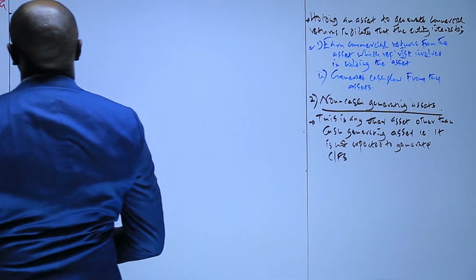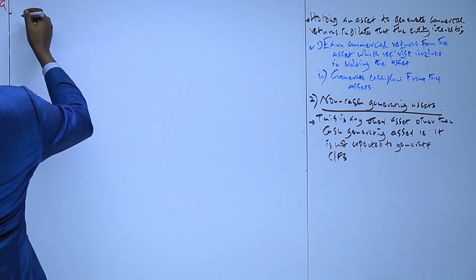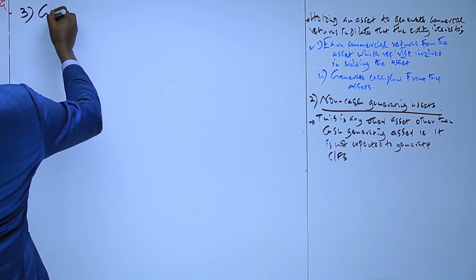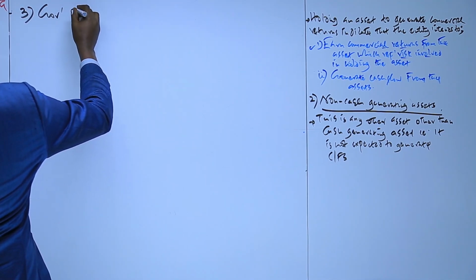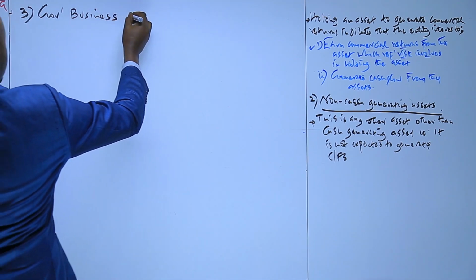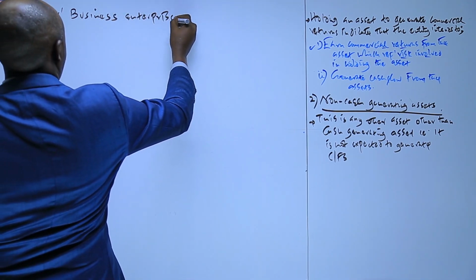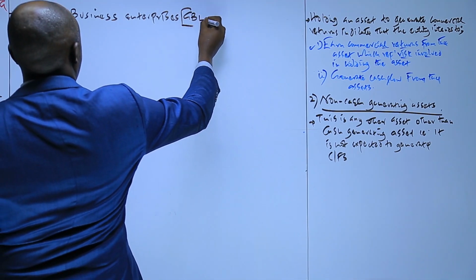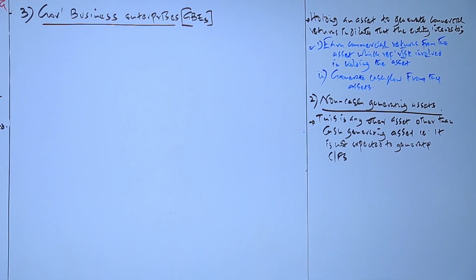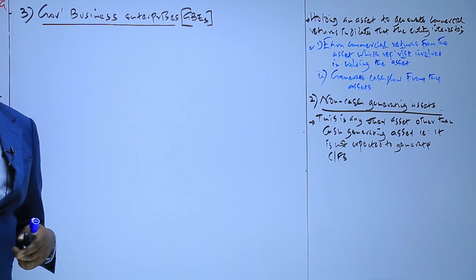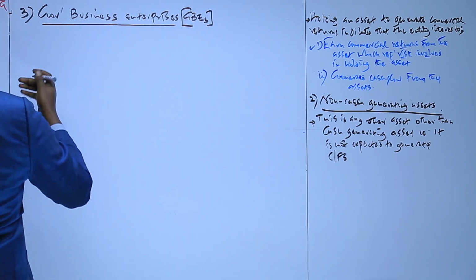The other term, number 3, is government business enterprises, abbreviated as GBEs. These are entities under the control of the public sector, and they operate in the same way as profit-oriented entities. Any asset owned by these entities is a cash-generating asset.